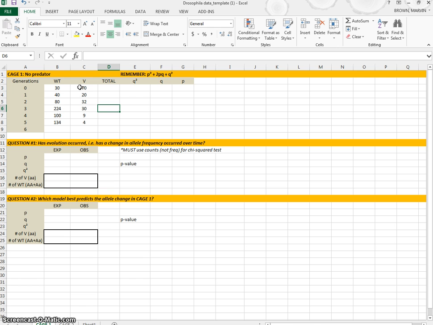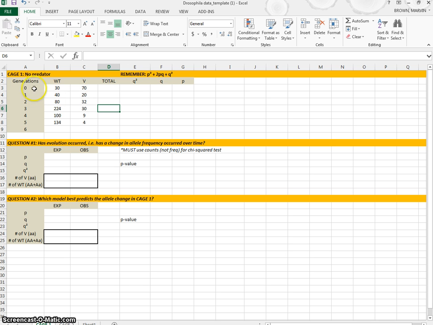Regardless of the number of flies that we have, they would of course keep reproducing and growing, but if there's no evolution, then the frequencies will stay the same. However, if evolution does happen, the allele frequencies will change. Now, what we're going to do is the first one we're going to look at with no predator.